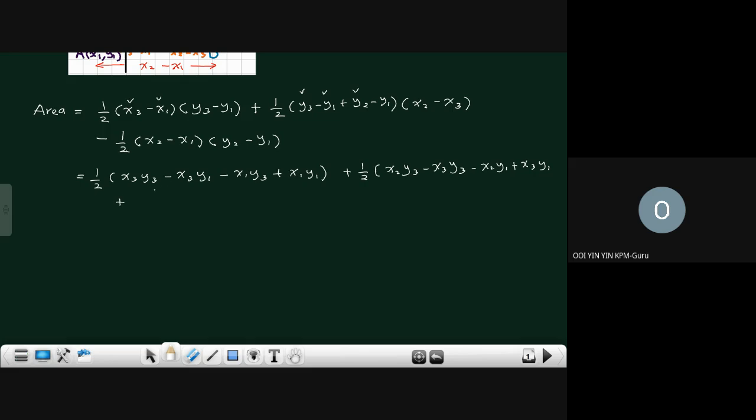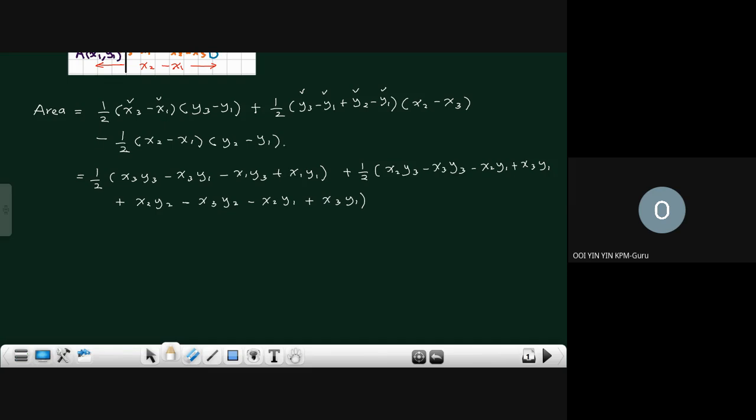Okay, your x2 y2, and then minus x3 y2. Okay, that's done for your third term. And then the last term, your negative y1. Again, we multiply with x2 and also your negative x3. You get negative x2 y1 and then positive x3 y1. Okay, that's only done for your second.